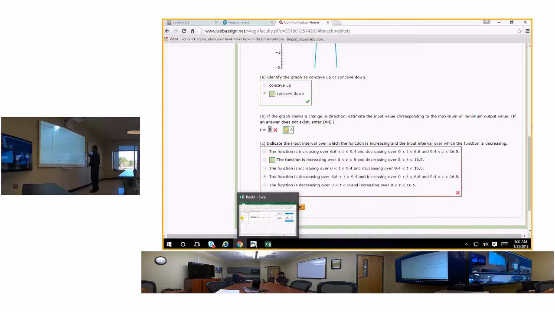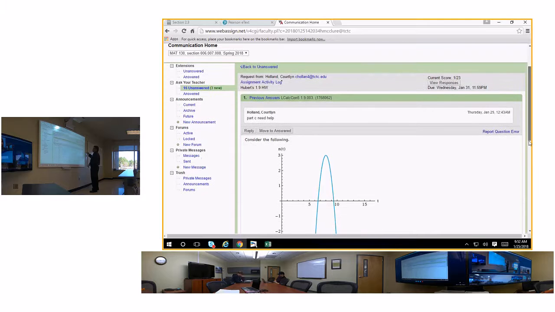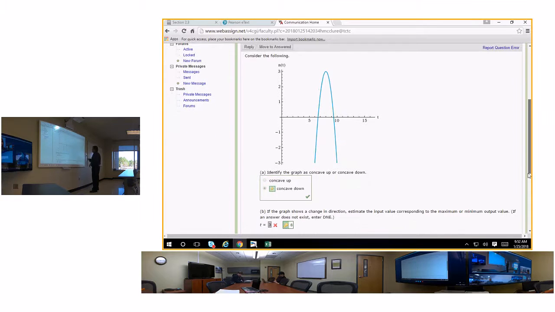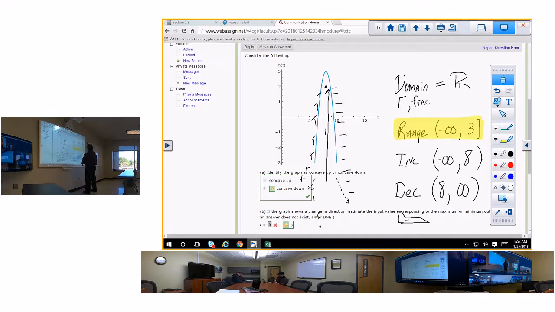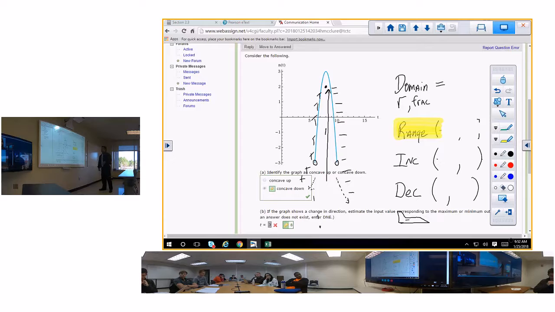So I'm going to go back up here, and I'm going to make the question correct. I'm going to put an open circle right here, and I'm going to put an open circle right here. Now, let's go back to the range and domain. Now, somebody tell me what the domain is now. It's from whatever this number is.